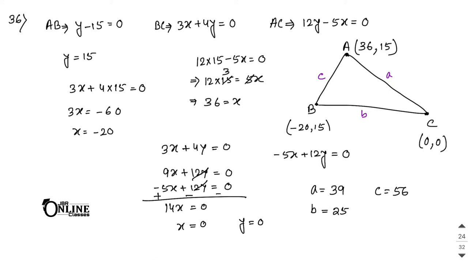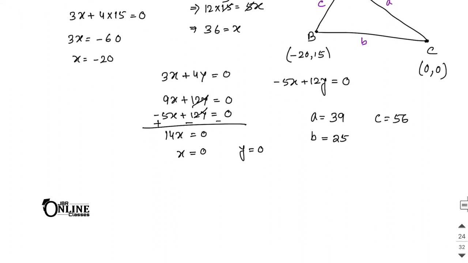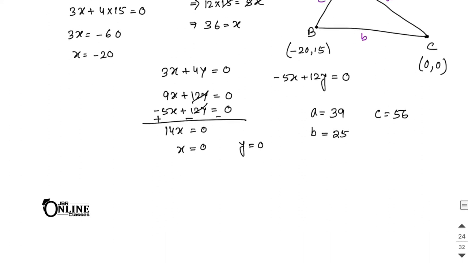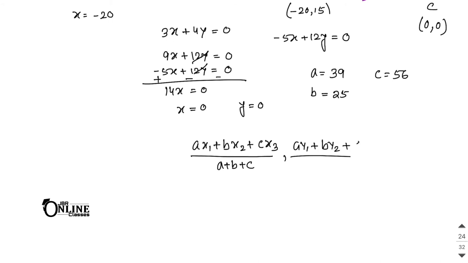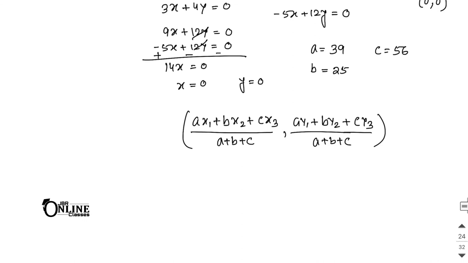Now next thing, you have to find out the in-center. So there is a formula to find the in-center. First you have to write down the formula: AX1 plus BX2 plus CX3 divided by A plus B plus C, comma, then AY1 plus BY2 plus CY3 divided by A plus B plus C. So that is the coordinate formula to find the coordinate of the in-center.